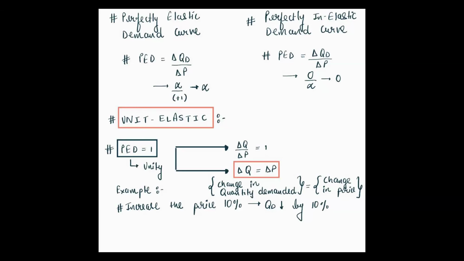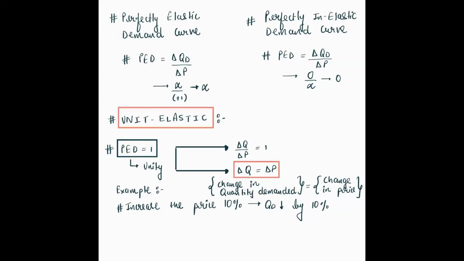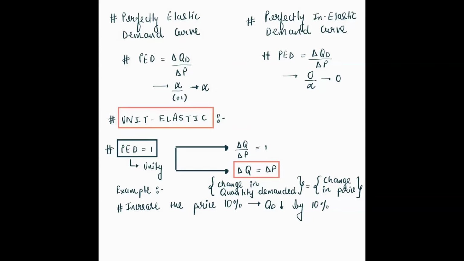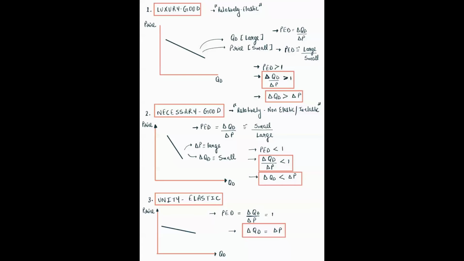So PED in unit elastic is very easy to understand, because price elasticity of demand is del Q by del P. If price is increasing by 10%, quantity will decrease by 10%, so it will balance it. So the value of PED, price elasticity of demand, in unit elasticity is 1, right? It is 1. Now try to understand this.